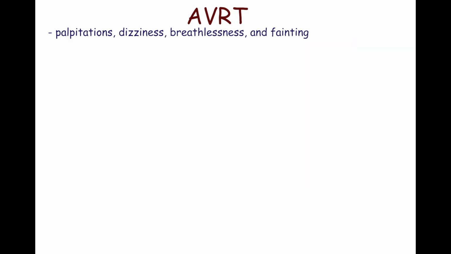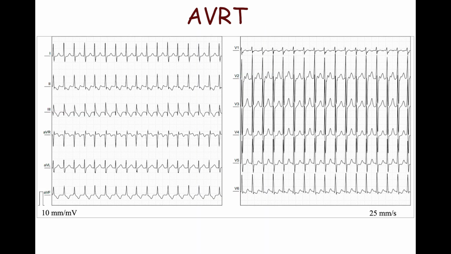A patient with atrioventricular reentrant tachycardia may complain of palpitations, dizziness, breathlessness, and fainting. The heart rate is usually 160 to 280 bpm. Retrograde P waves are usually visible. Atrioventricular reentrant tachycardia produces a long RP interval that is more than 70 milliseconds, compared to typical atrioventricular nodal reentrant tachycardia, which produces a short RP interval, less than 70 milliseconds.